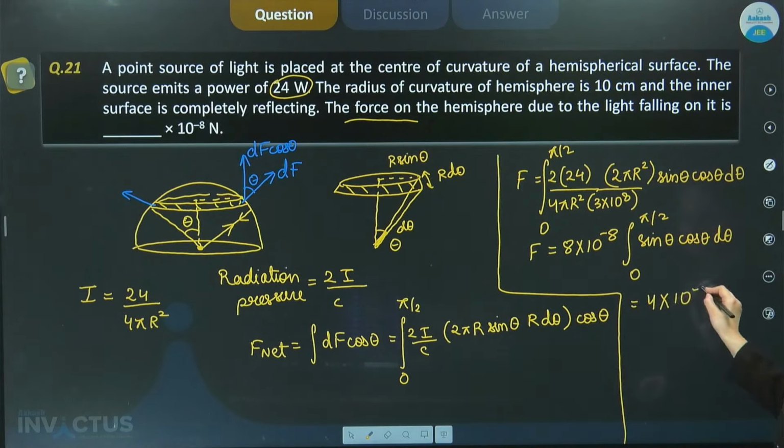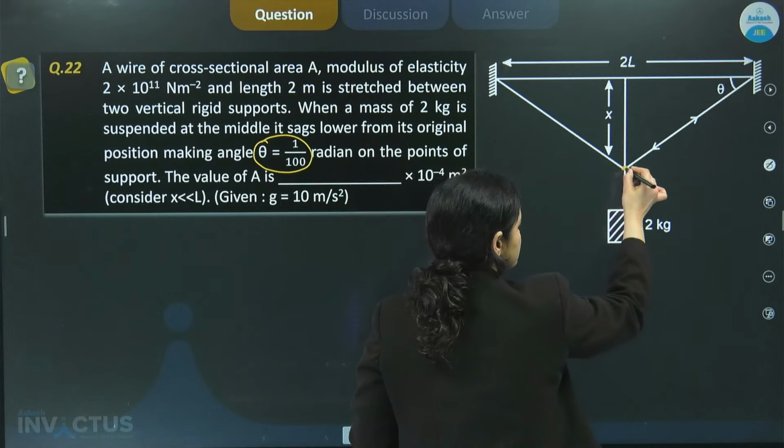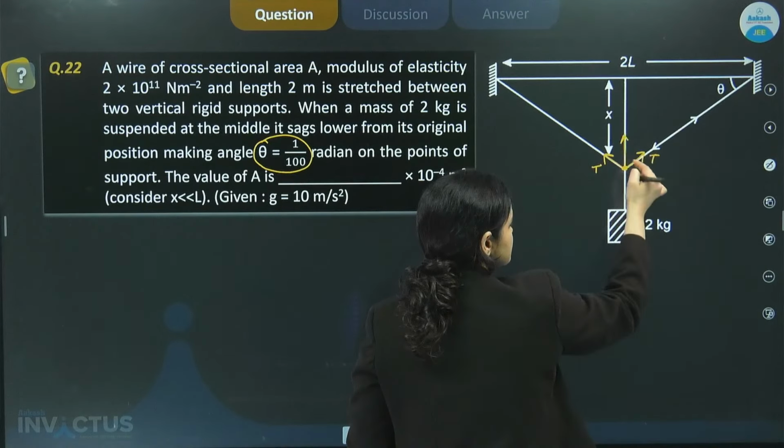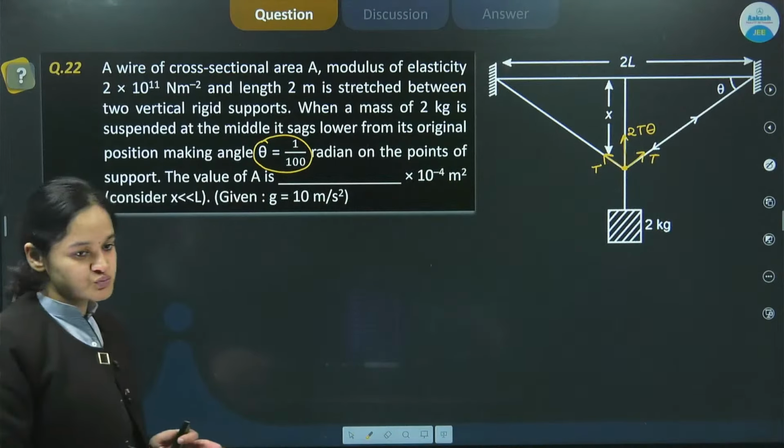Okay, so it says, see the angle it is making is very small. So if the angle is very small, here tension T, here tension T. So I can write the sine components can be directly written as 2T theta. This is what we have.